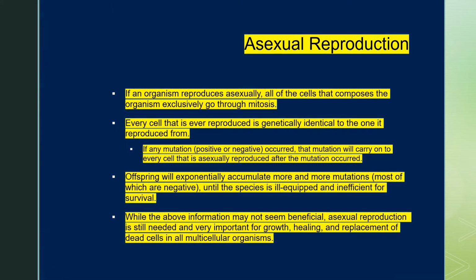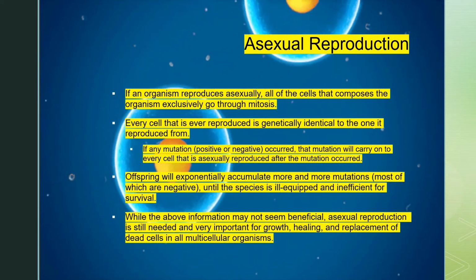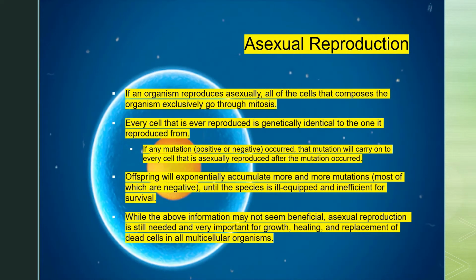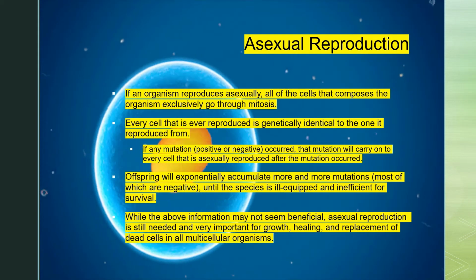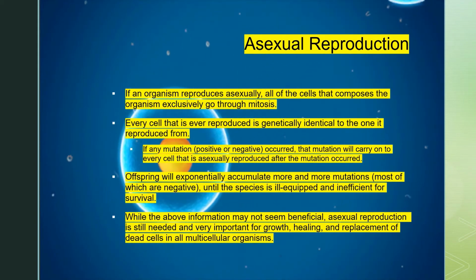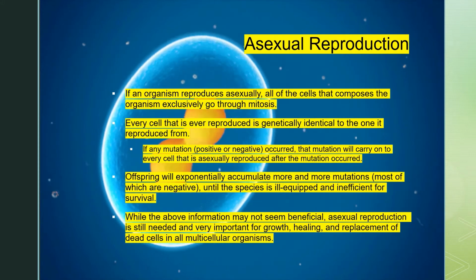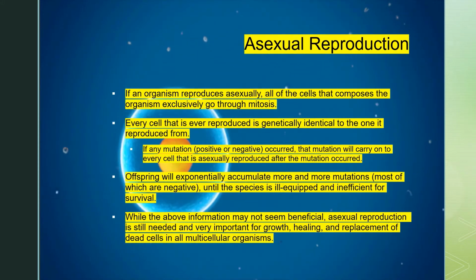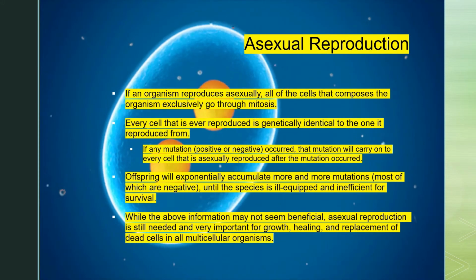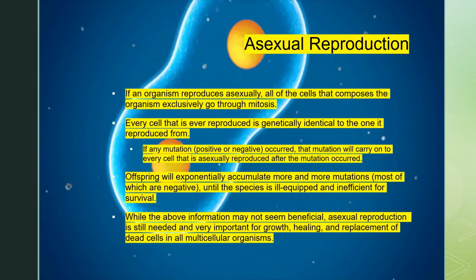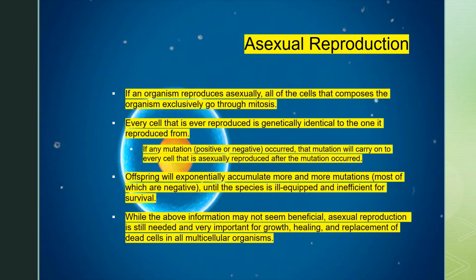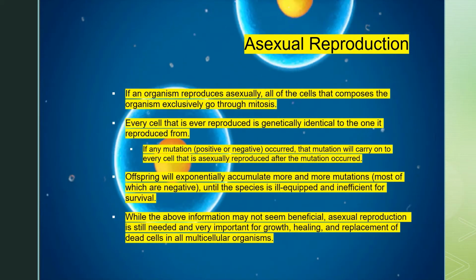Offspring will exponentially accumulate more and more mutations, most of which are negative, until the species is ill-equipped and inefficient for survival. Now, while the above information may not seem beneficial, asexual reproduction is still needed and very important for growth, healing, and replacement of dead cells in all multicellular organisms.